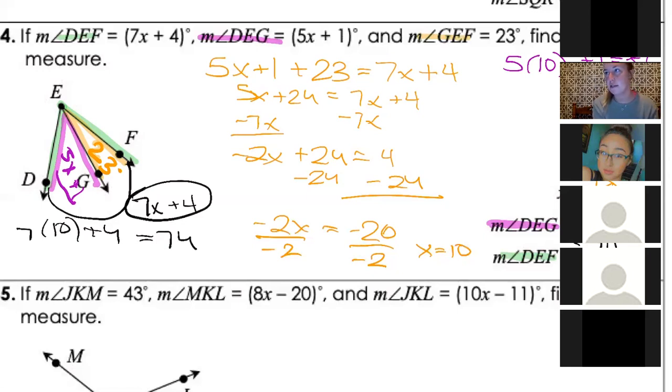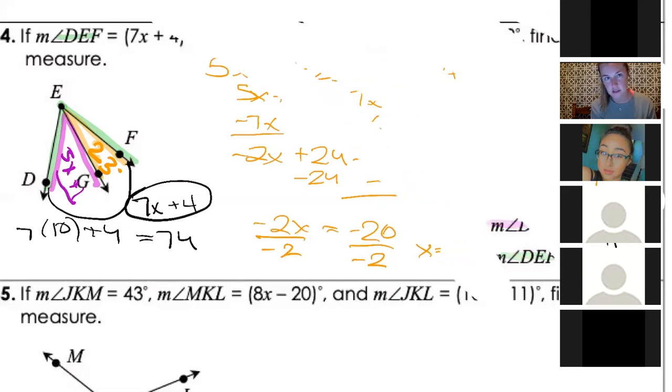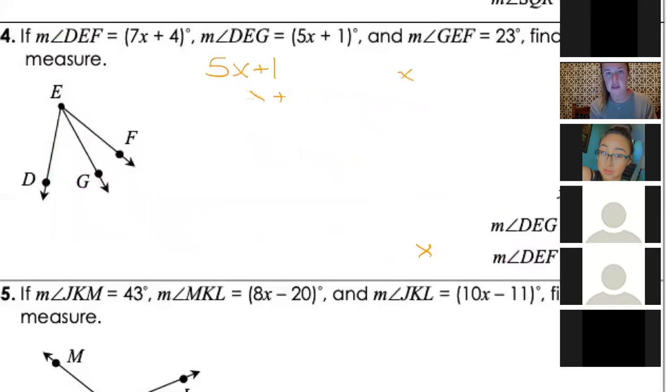Questions on that? If there's anyone that's completely lost, you can go ahead and send me a message in the chat. We're going to do several more of these though. But if you're totally lost, you can send a message in the chat. One second, somebody just showed up.